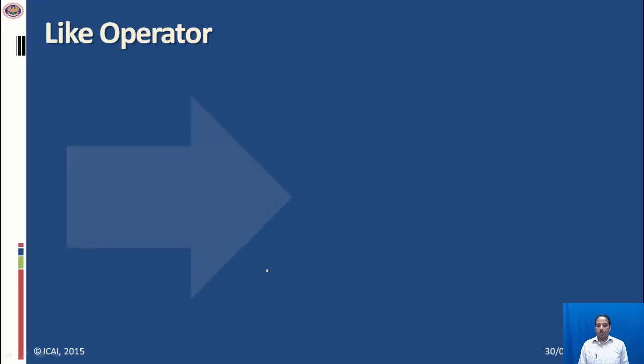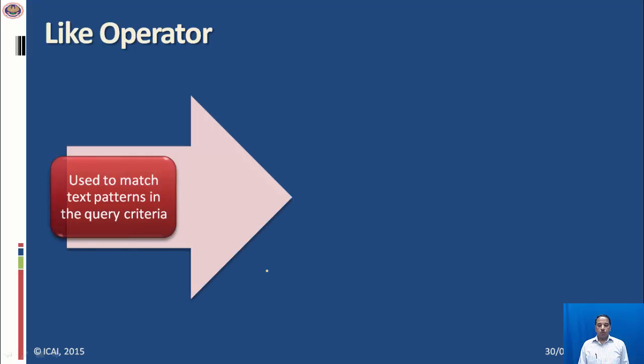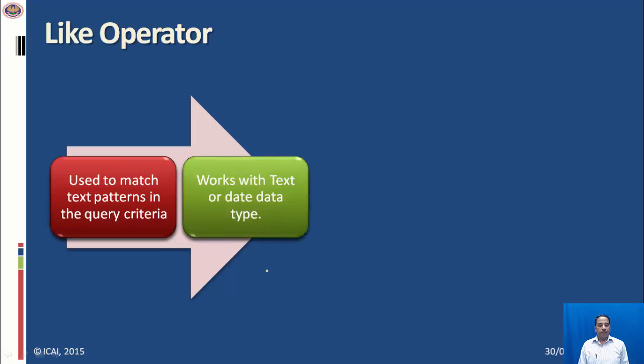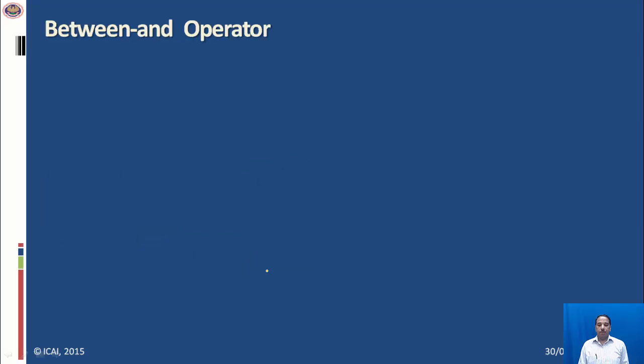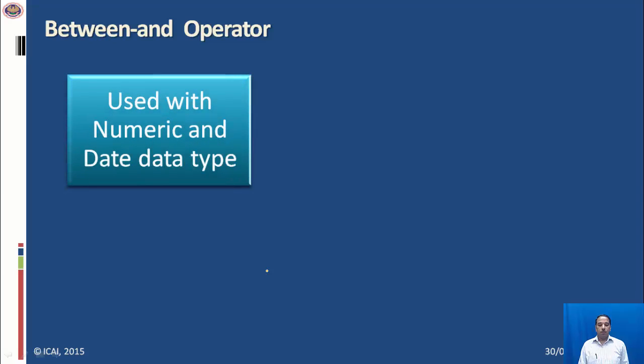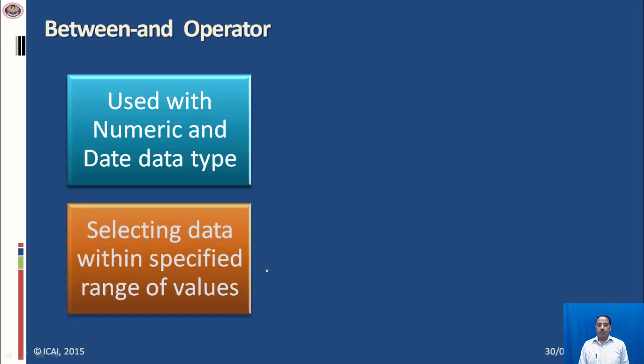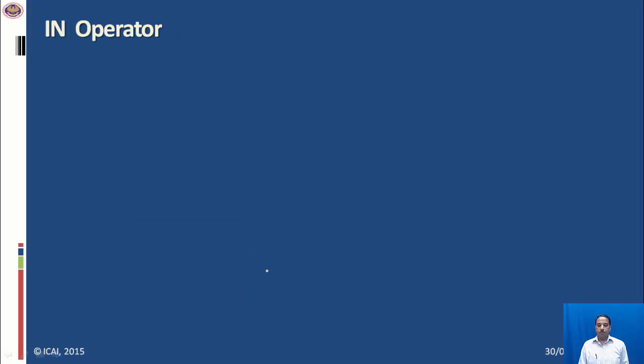Like operator: used to match a text pattern in query criteria, working with text or data type. Second is the between and operator, used with numeric and data type. It selects data within a specified range of values.